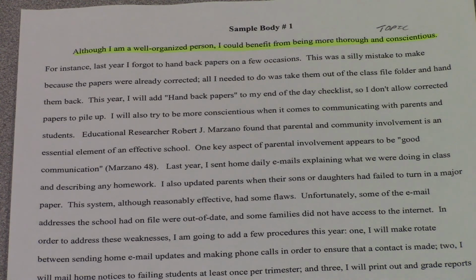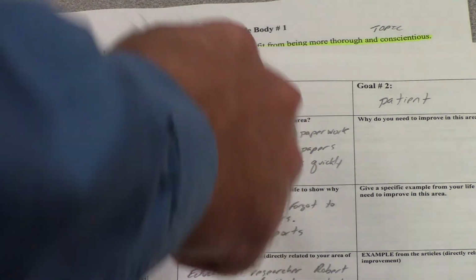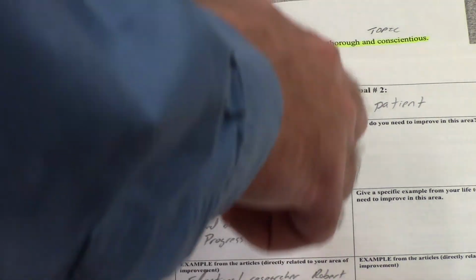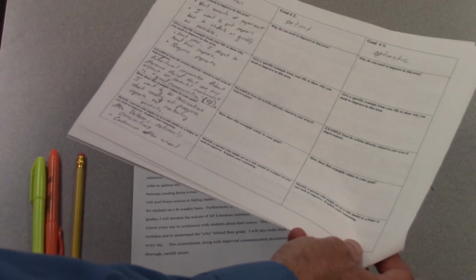Now, when we do this and we draft this, here's how easy this is going to be. You guys should have right here in your organizer your goals laid right out here, why you need to improve in this area. Everything we need for body paragraph 1 is right here. So if you have this organizer out, we can write our paper rather easily.